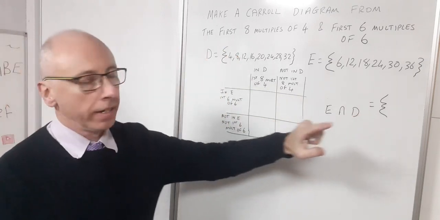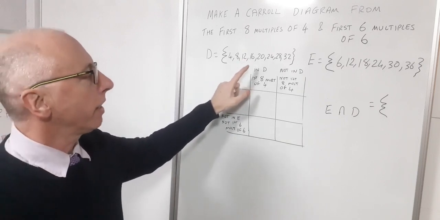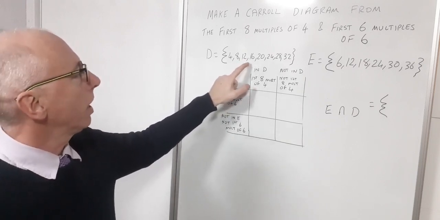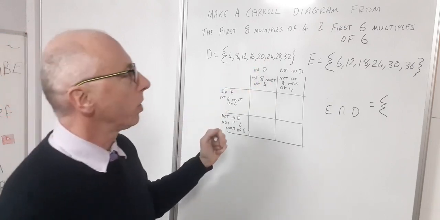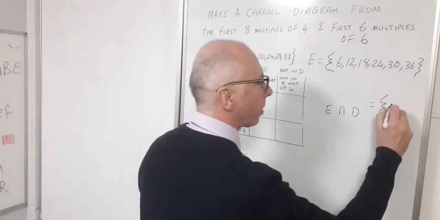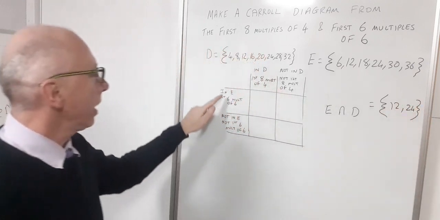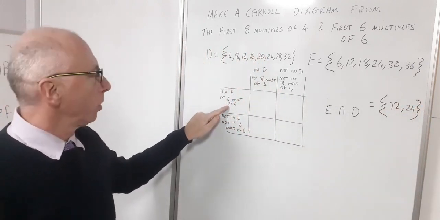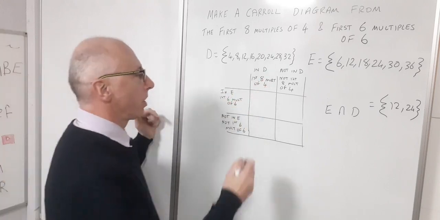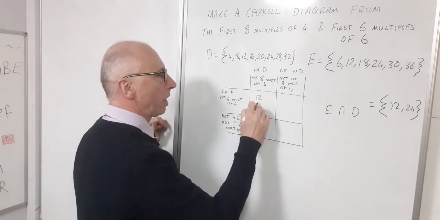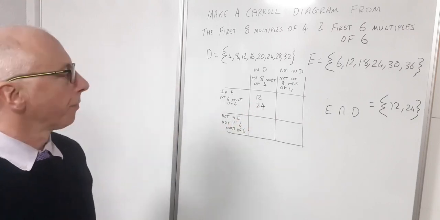Okay, looks like N, doesn't it? E and D. Well, E intersection D. So what's in E and in D? So I've got in here 12, 24. That's my only 2 I can see that are in both. That's 12 and 24. So basically in set E, so it's a multiple of 6, and it's in set D and it's a multiple of 4. So here I can write my 12 and my 24. So that goes in there.